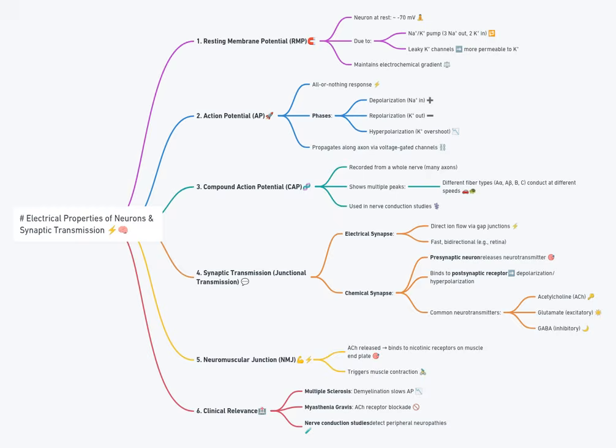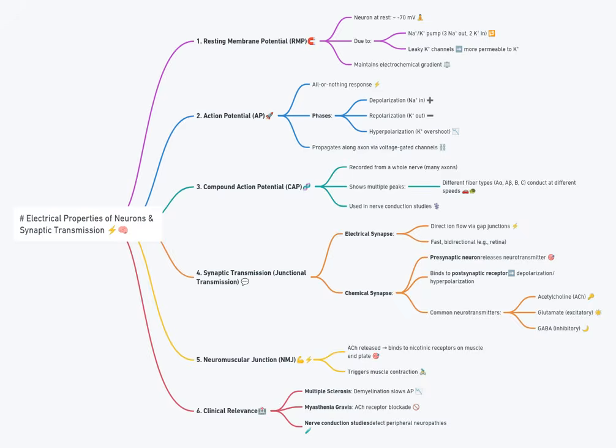Neurons communicate with each other or with effector cells at specialized junctions called synapses. Most synapses are chemical, involving the release of neurotransmitters. When an action potential reaches the axon terminal, it triggers the opening of voltage-gated calcium channels. Calcium influx into the terminal causes synaptic vesicles filled with neurotransmitters to fuse with the presynaptic membrane and release their contents into the synaptic cleft.